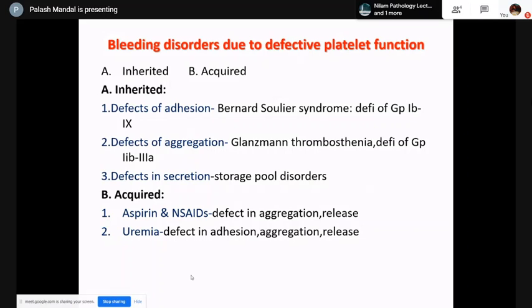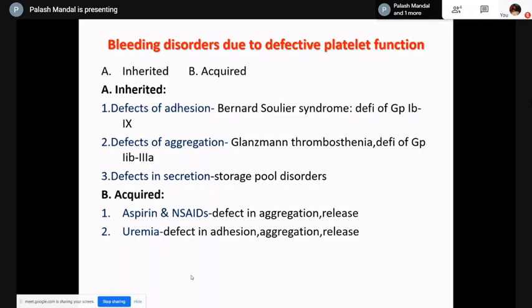That may be due to some inherited or acquired defect in platelet function. One of the commonest inherited causes of platelet dysfunction is the Bernard-Soulier syndrome. It leads to defects of adhesion of the platelet to the endothelium. You see, the basic thing in primary platelet plug formation is the adherence of the platelet to the endothelial wall, which also needs another factor, that is von Willebrand factor.